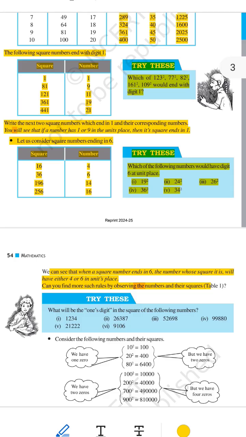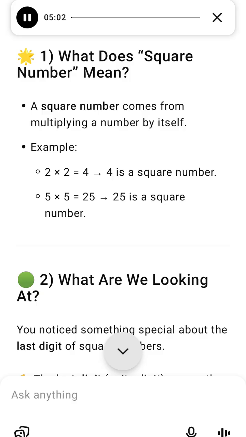10. Square numbers ending with 6. Now look at your second example. Number, square. 4 times 4 is 16, ends with 6. 6 times 6 is 36, ends with 6. 14 times 14 is 196, ends with 6. 16 times 16 is 256, ends with 6. What do we see? All these numbers end with 4 or 6. 4 ends with 4, 6 ends with 6, 14 ends with 4, 16 ends with 6. So the pattern is numbers ending with 4 or 6, squares end with 6.